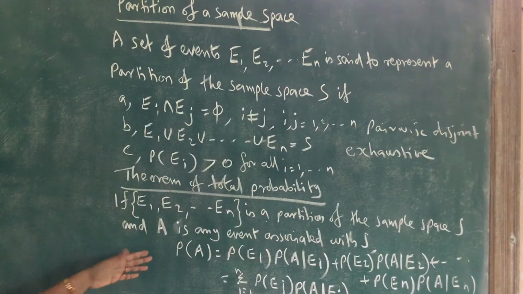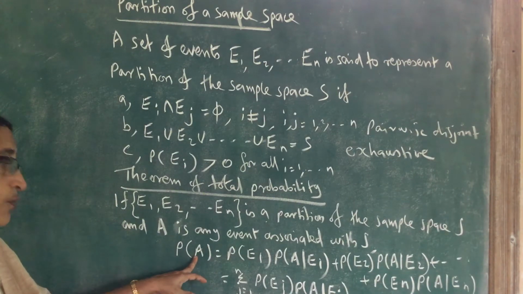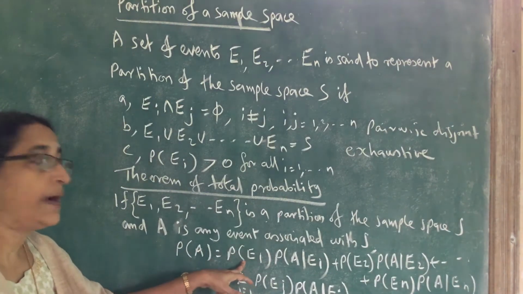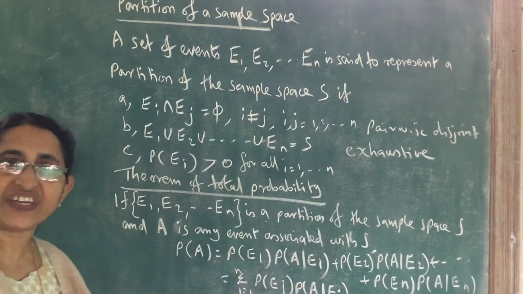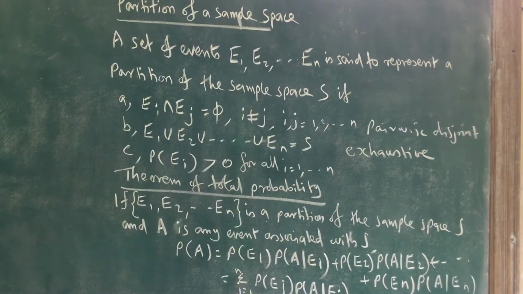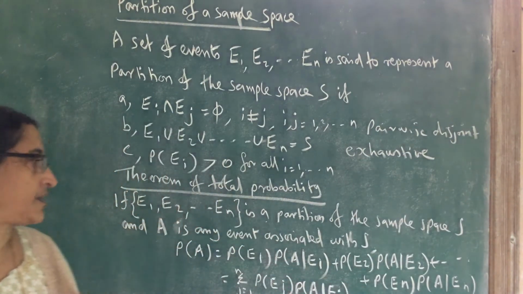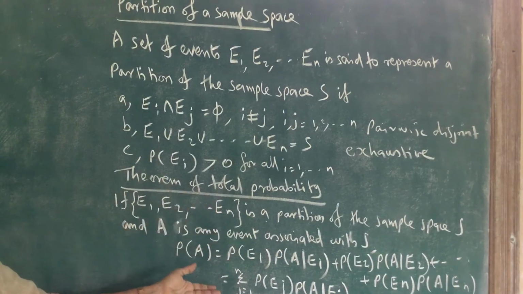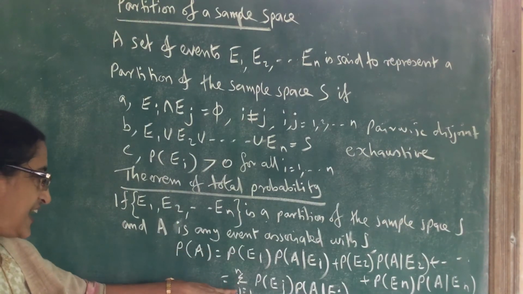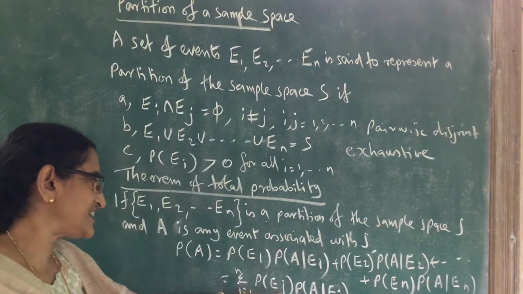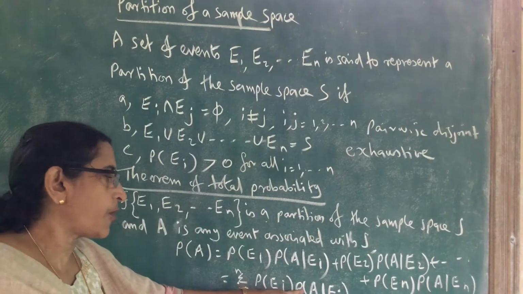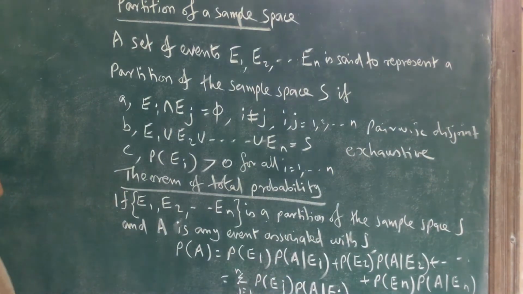we can say P of A, probability of A, equal to probability of E1 into probability of A given E1 plus P of E2 into probability of A given E2 plus etc. Last, probability of En into probability of A given En. And in another way, using sigma, we can write it as sigma j equal to 1 to n, P of Ej into probability of A given Ej. So using sigma we can write like this. That is the theorem of total probability.